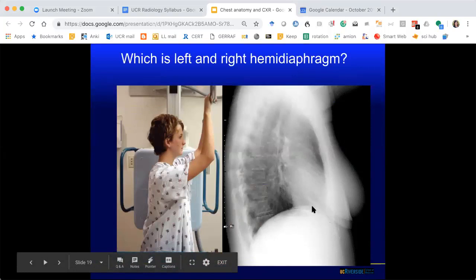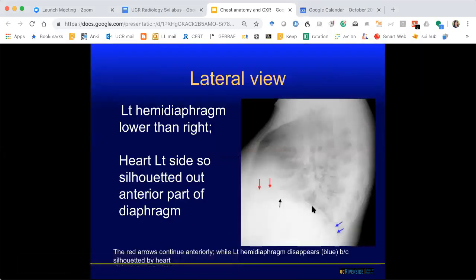You can also look at the heart silhouette. Sometimes it helps to identify which side you're on. But hopefully if you're going to get a lateral, that means you got a frontal. So that's another way to localize the abnormality and characterize it. Here's a lateral view. The heart silhouettes out the left side, and here you can see it outlining. So we know that's the left side because the heart sits on the left side. And here we see that diaphragm, we kind of lose it. So that's where the left side is.